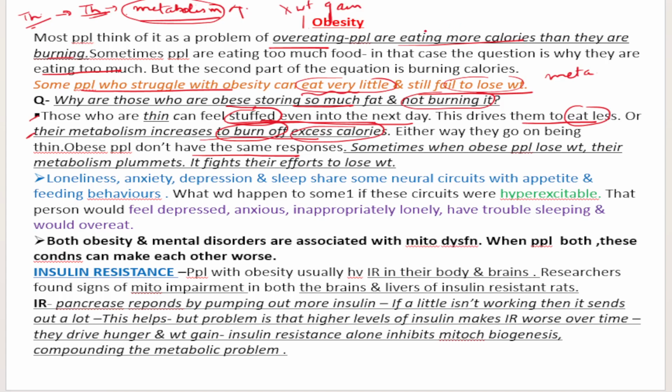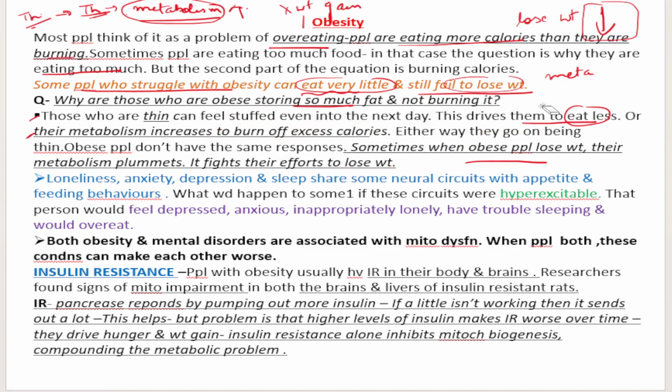Because in obese people, the metabolism is slightly different, and when these obese people lose weight, their metabolism goes down, it plummets, and it fights off their efforts to lose weight. It may fight their effort to lose weight, because when they are trying to lose weight, when they are eating very little, their metabolism may just go down. This might affect their daily functioning, and it may fight their efforts to lose weight.